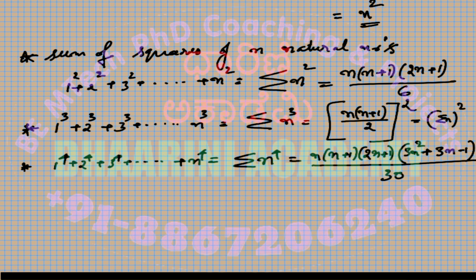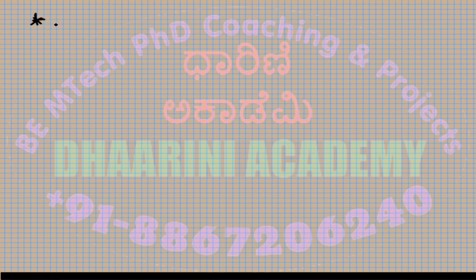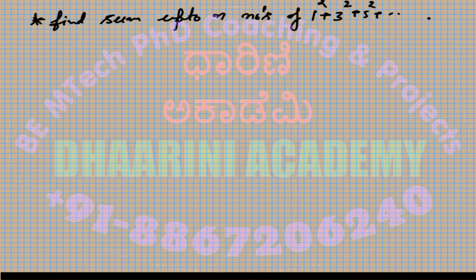Okay, what kind of questions might come over here? Let's see a few of the examples. So the next one: find the sum up to n numbers of 1 square plus 3 square plus 5 square, right, up to n terms. So this is the question.